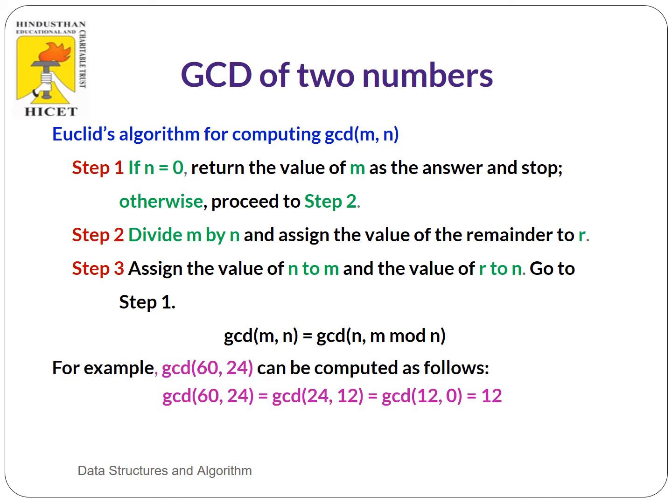For example, for computing GCD of 60, 24, it gives us GCD of 24, 12, which in turn will give a value of GCD of 12, 0. In this step, the value of n becomes 0, so it will return the value of m, which is 12. So the GCD of 60, 24 is 12.